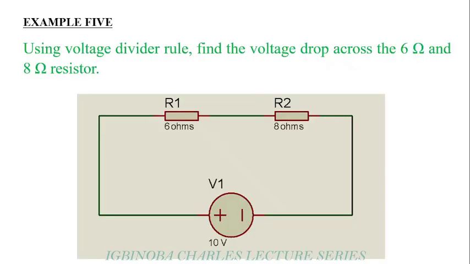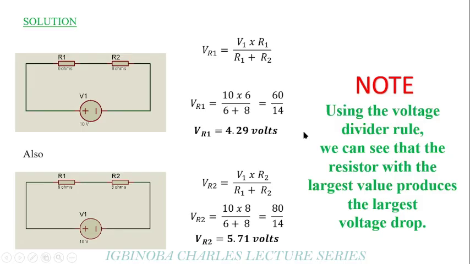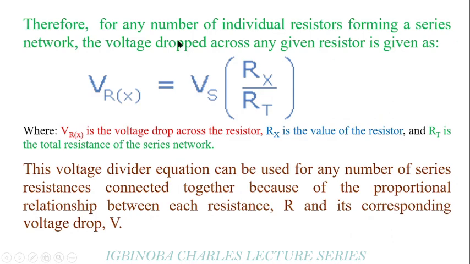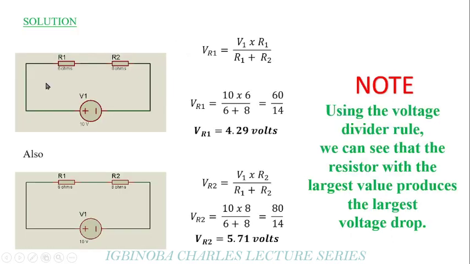So let us take an example. So this is a simple circuit. We should calculate the voltage drop across the 6 ohms resistor and the 8 ohms resistor. So it's very easy. So this is the circuit. To calculate the voltage drop at this 6 ohms resistor, VR1, you take your total voltage flowing in the circuit times your resistance R1 all over R1 plus R2.